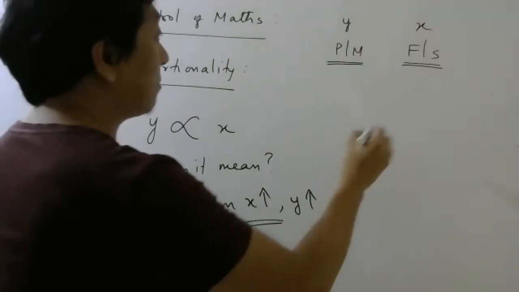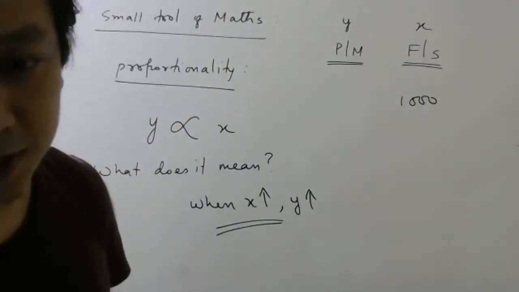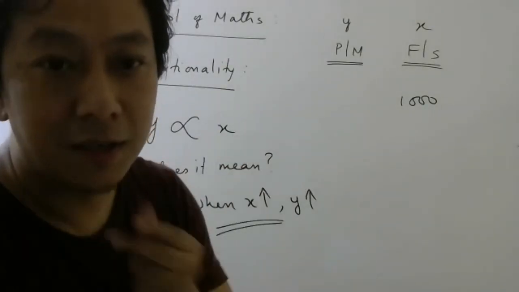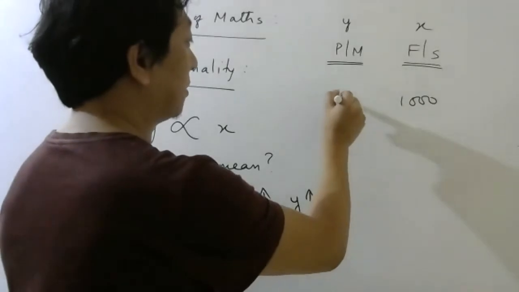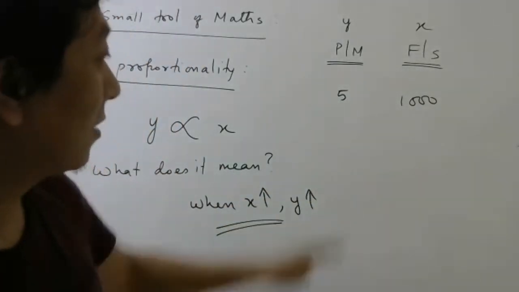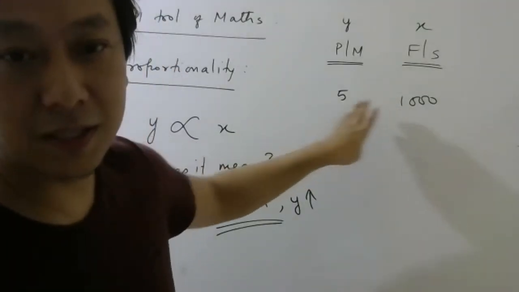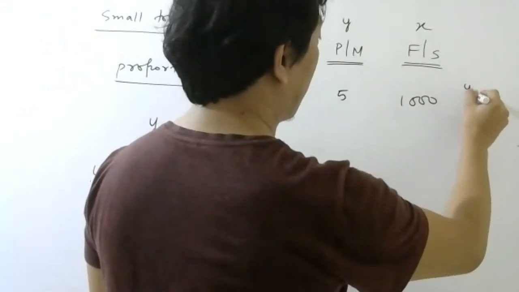Now, let us say my father's salary is 1,000. Okay, stop writing now, concentrate. Suppose my father's salary is 1,000 and I am getting, let's say, 5 rupees. Very good father. See, so much percentage he is giving. So out of 1,000 rupees, he is giving me 5 rupees. What will be the ratio y by x?